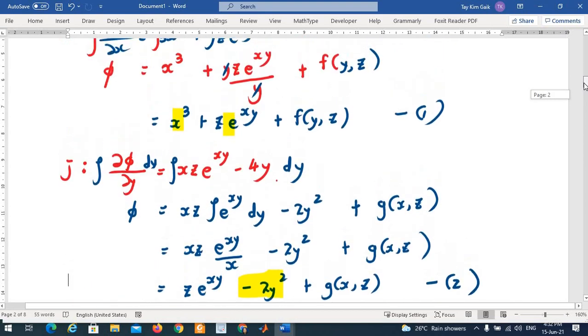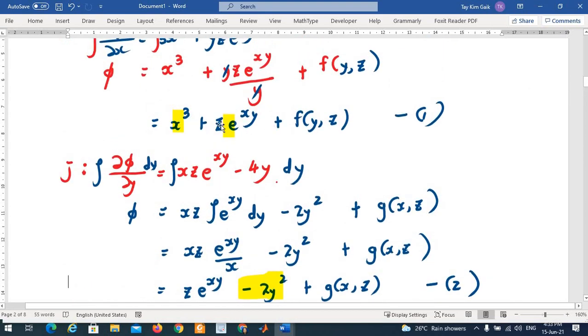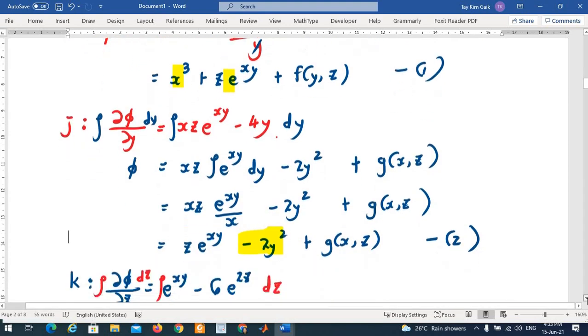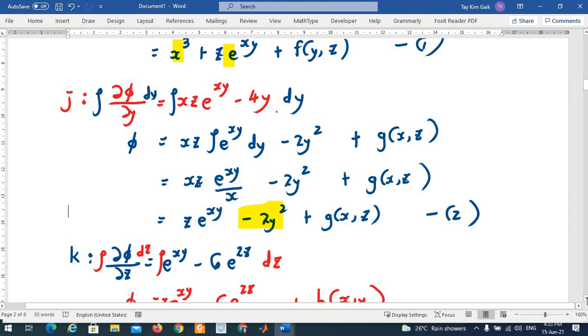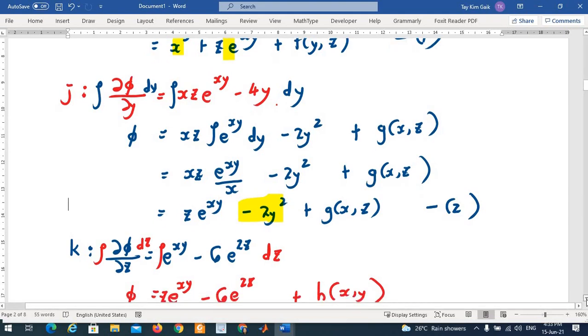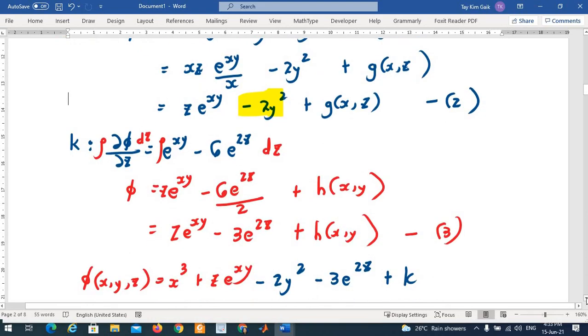You see it one more time. You take from here x cubed plus z exponent xy. Function of y and z, you want y and z, you don't have. This is y only. Go to equation 3 also, don't have y and z. That's why it's actually plus k.